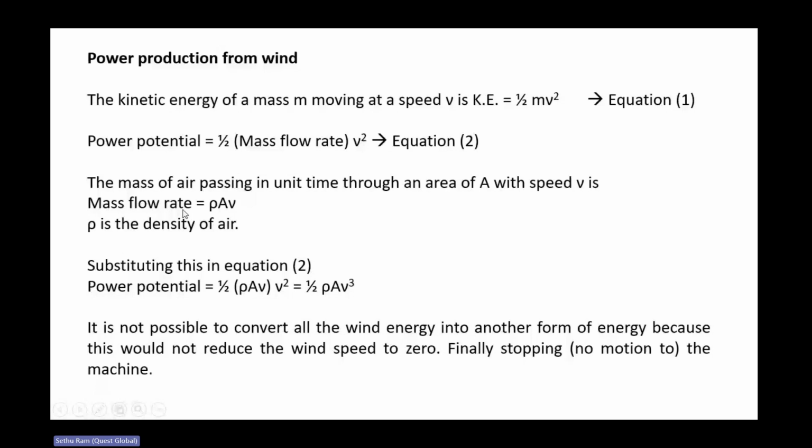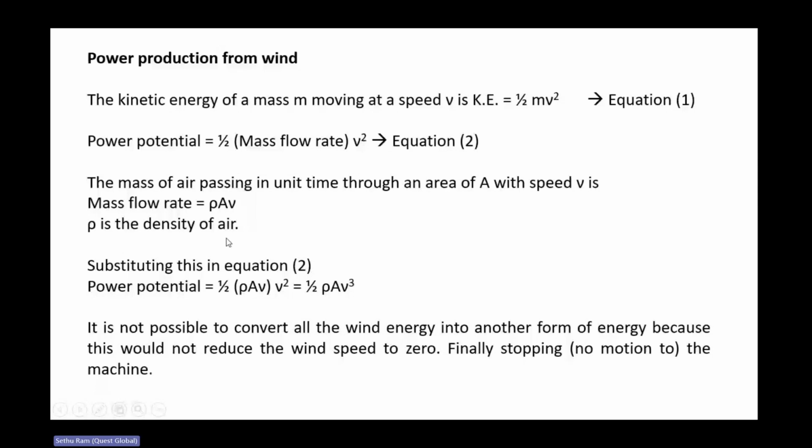Mass flow rate is nothing but density into volume. Density is the rho, density of the air. A into V means volume per unit time, the rate of volume. That A into velocity, that is the rate of volume.